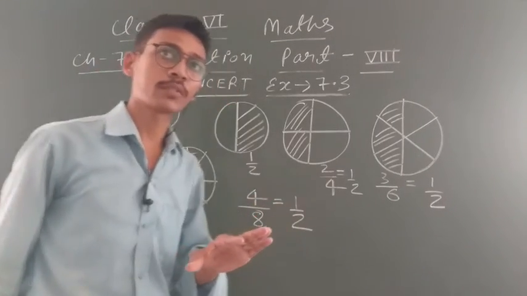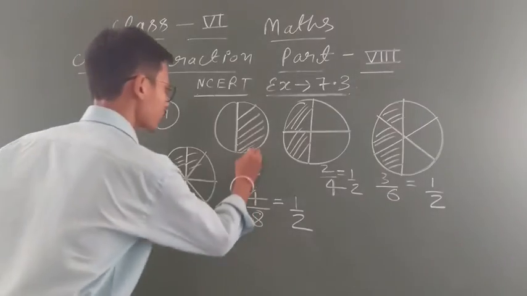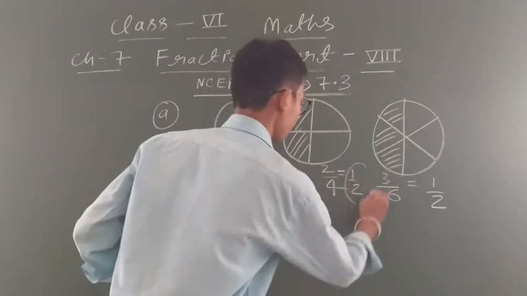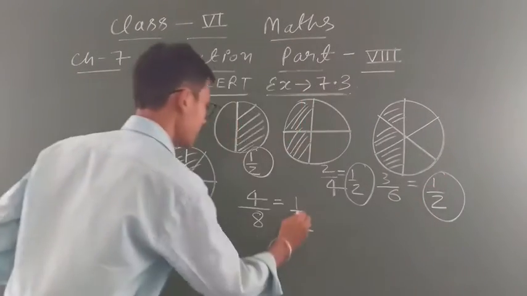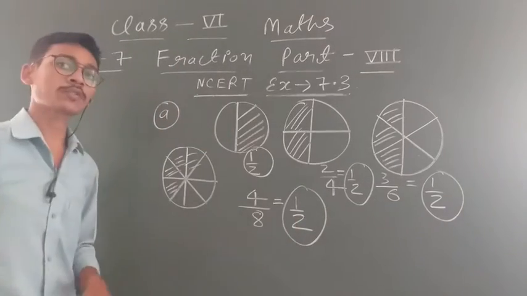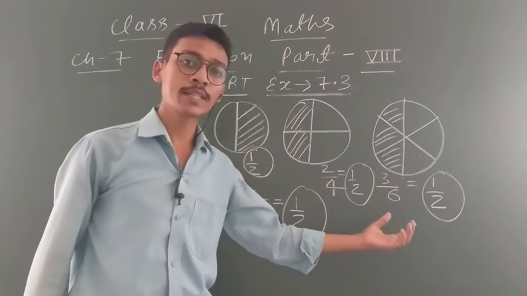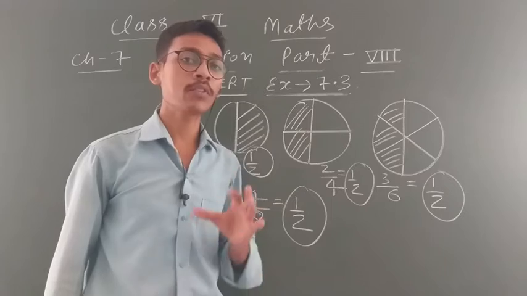Simply you can reduce it. Okay, student? Now you know that this is also 1 upon 2. This is also 1 upon 2. This is also, and this last one is also 1 upon 2. So can you say, student, they are equivalent or not? You will say yes, they are the example of equivalent fraction.